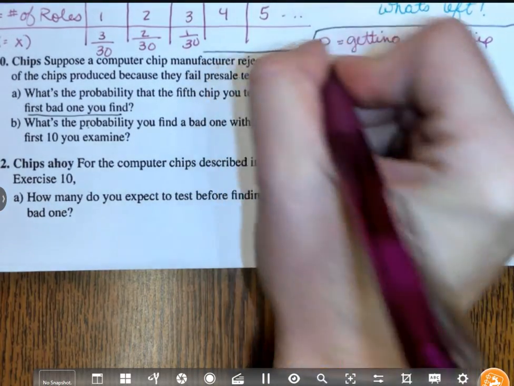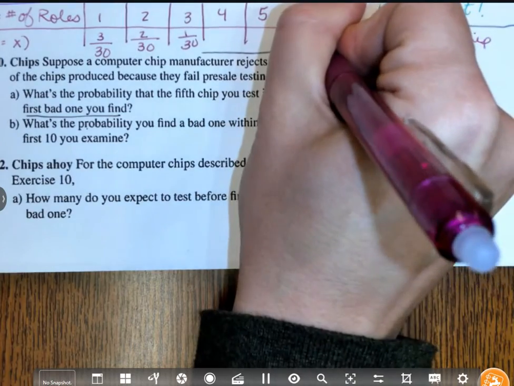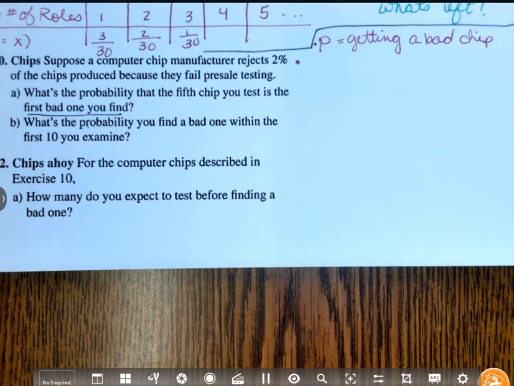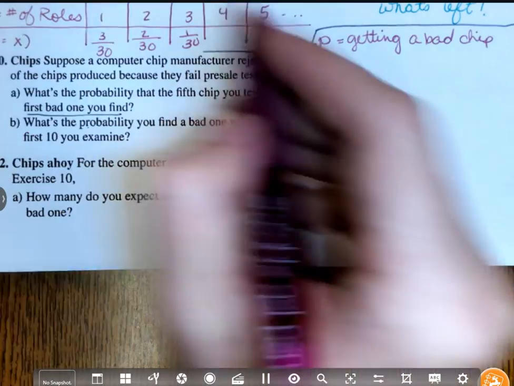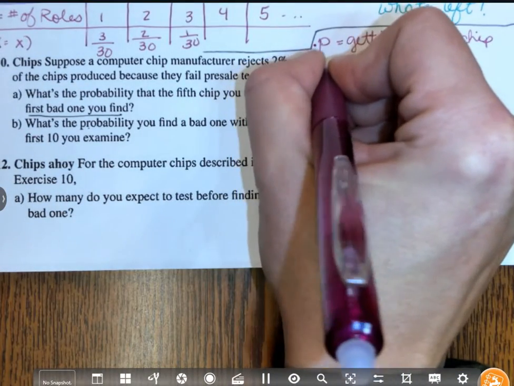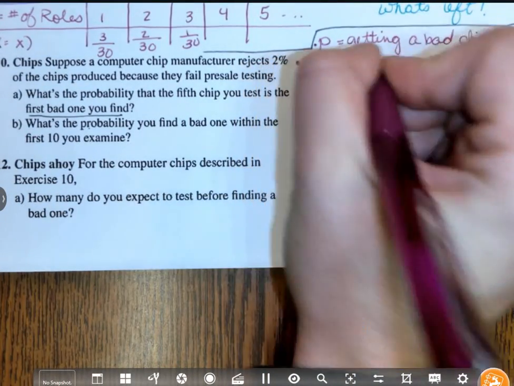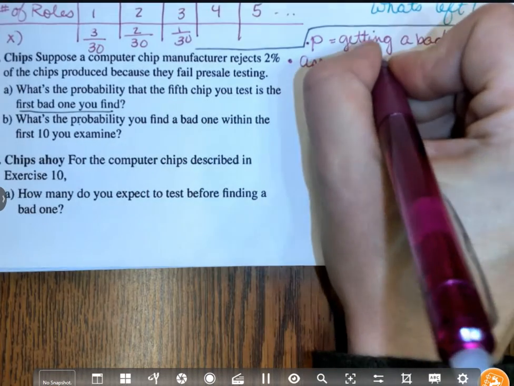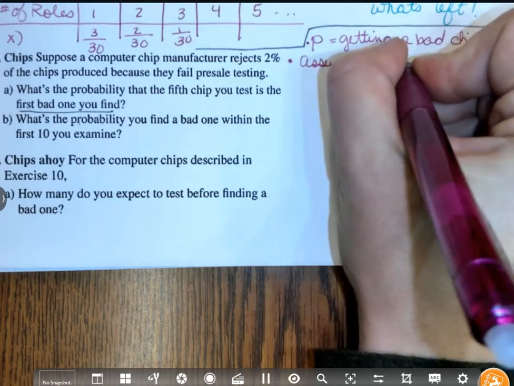Independence. So what do you think? Is having one chip bad affecting the next chip? No, they don't run around smashing each other to just make you feel as bad as they did. It'd be really weird. So we're going to have to assume, and we're going to be doing that a lot in this class, that the chips are independent.